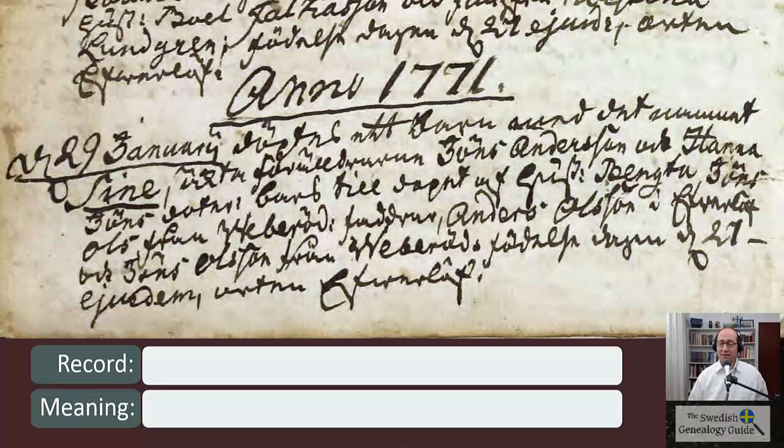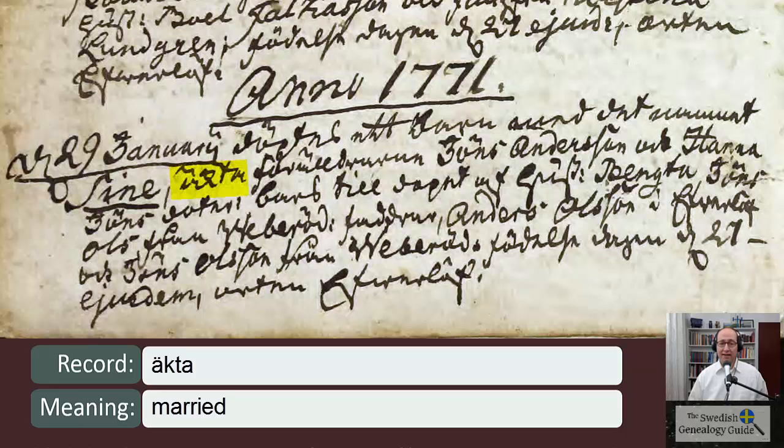The next word is med, M-E-D, which means with. And then the next word is det, D-E-T, which means that. And then the next word is namnet, N-A-M-N-E-T. So we put this into context, and what he wrote here was that on the 29th of January was baptized a child with the name. And then the child's name has been underlined, and the name she was given was Sina.